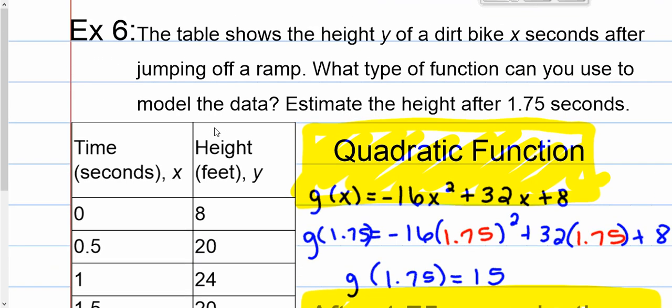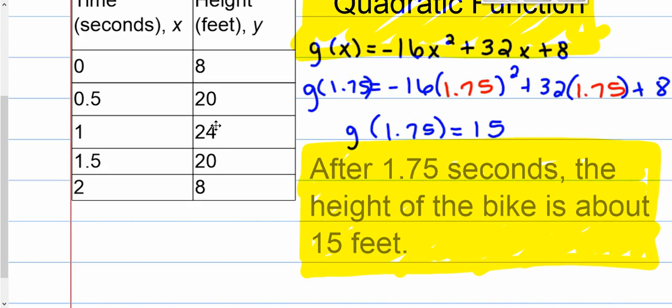So that's the work that is to be shown there. All right, that is example 6. That totally finishes up section 1.2.